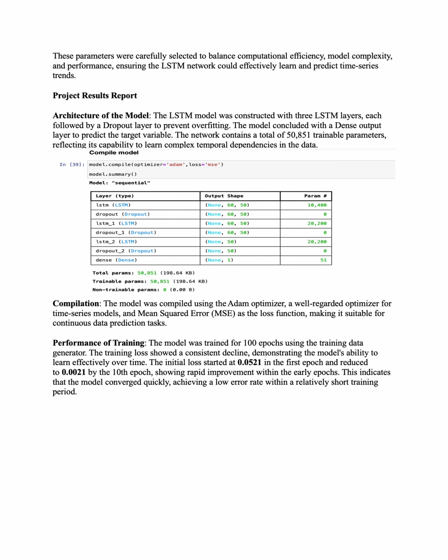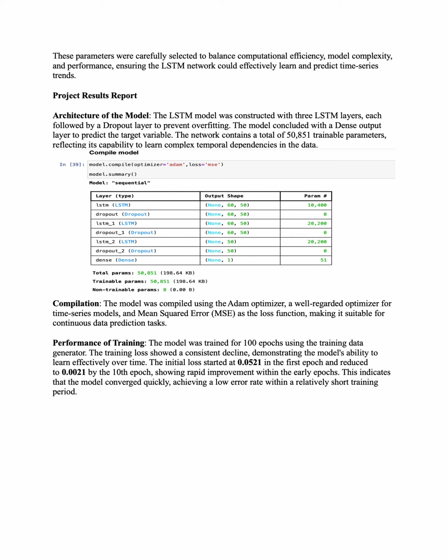So these are the results after writing the code and running each cell for the LSTM project in Python. This is the architectural model as explained. 50,851 trainable parameters were used, and for compilation, the model was compiled using the Adam optimizer and mean squared error. Performance of the training.